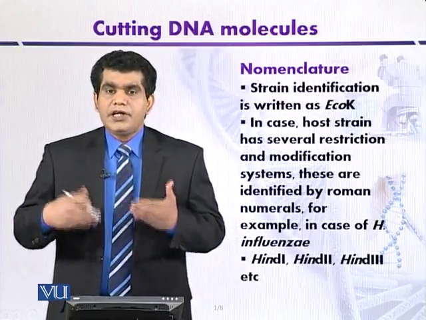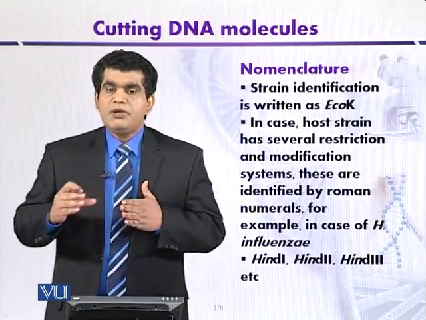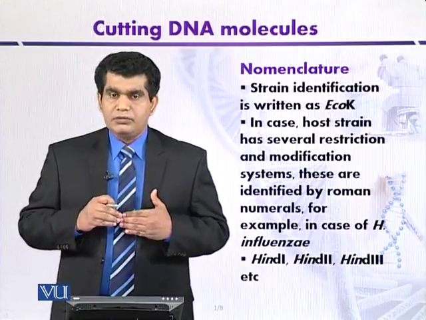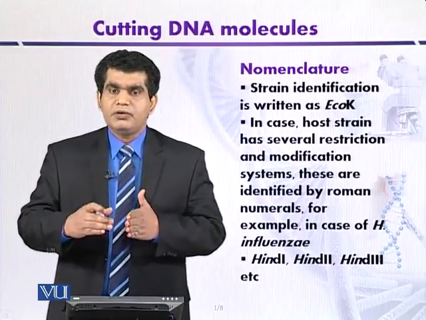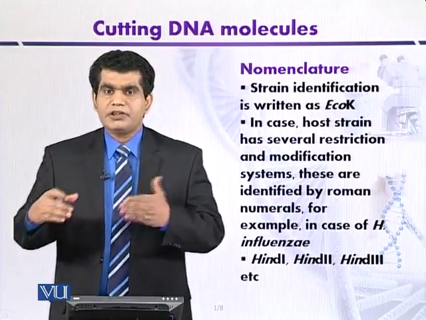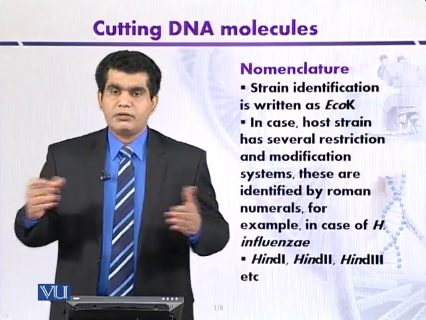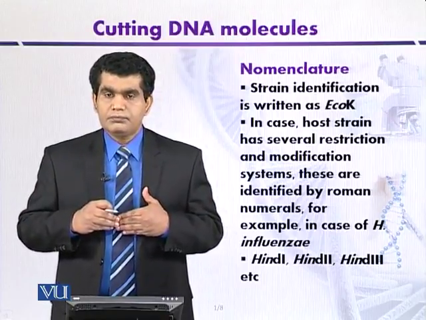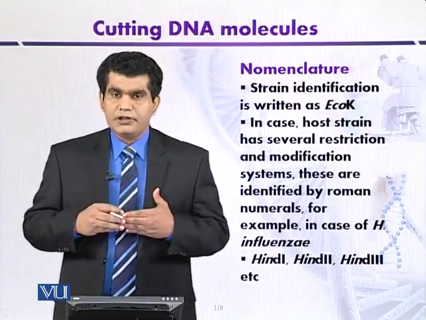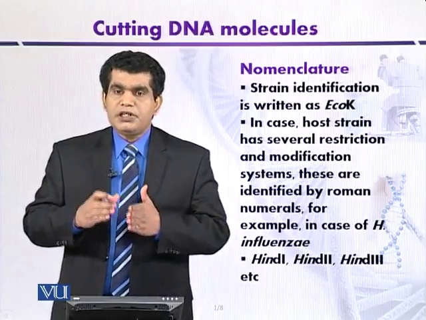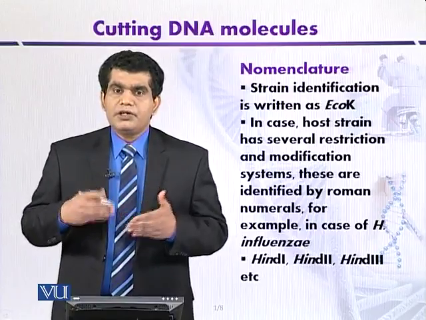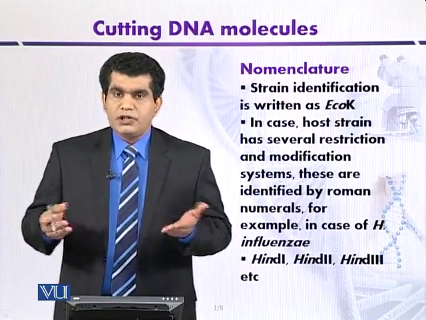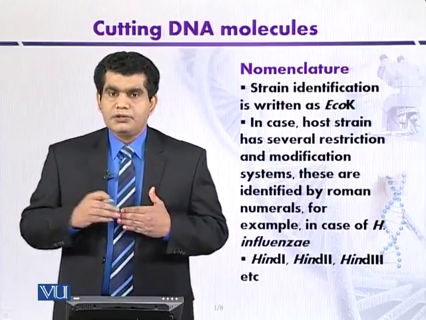Then in the second step, the name of the strain can also be given. A single species of microbe may be represented by different types of strains that may be isolated from different ecological sites. So the strain name is included after the species name. Like the E. coli strain K is written as ECO K.